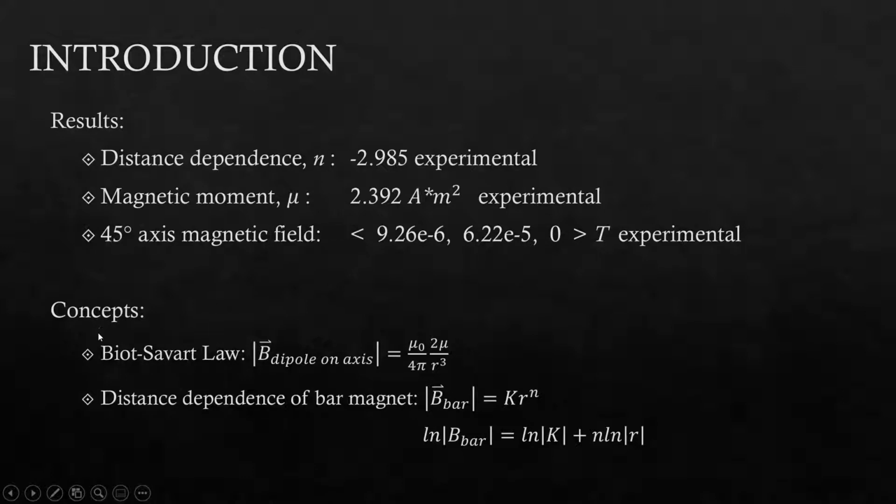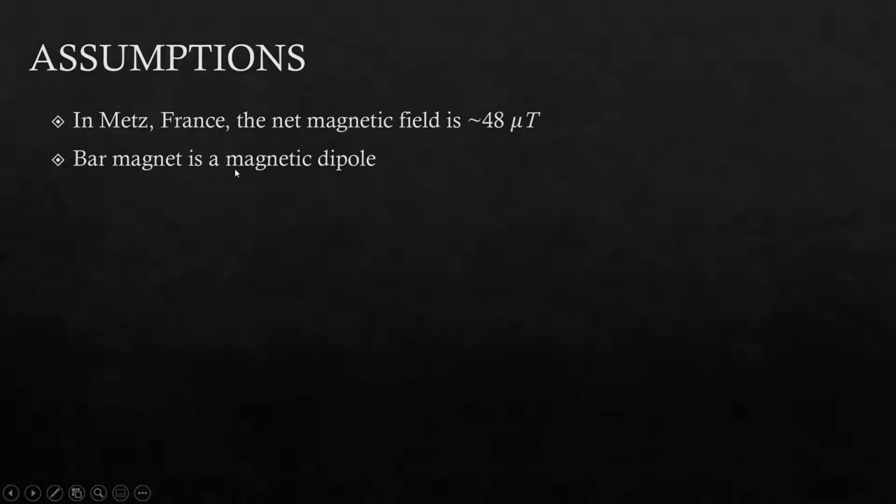So some concepts include Biot-Savart law, and this is the equation for the magnetic field of a dipole on axis. And then this distance dependence of a bar magnet, which can be simplified to k times r to the n power. And when you take the natural log of this equation, you get that right there. And this is important in determining our experimental values, as you'll see later on. So some assumptions include in Metz, France, the magnetic field is roughly 48 microteslas, and that the bar magnet acts as a magnetic dipole.